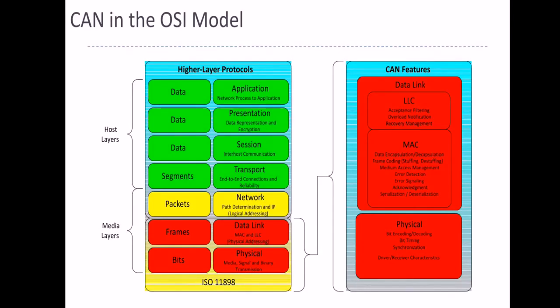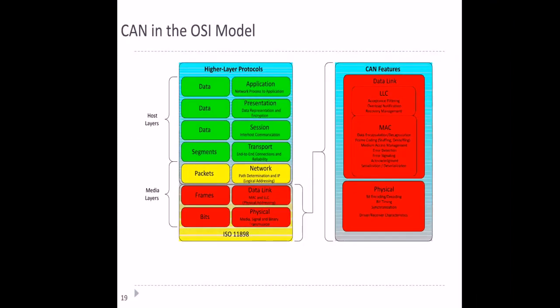It is transmitted in the session layer as inter-host communication. Once the session layer completes, the presentation layer sends it as data representation and encryption, and here one more encryption happens. Then the data is passed as a network process to the application, which is the application layer. So this is how the OSI layers work, and only these two layers are where the CAN protocol works.